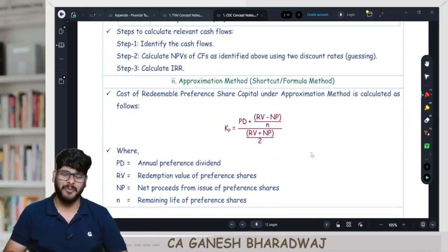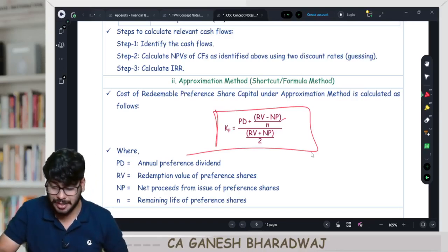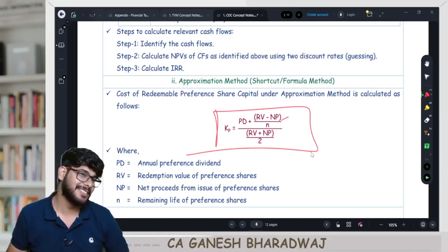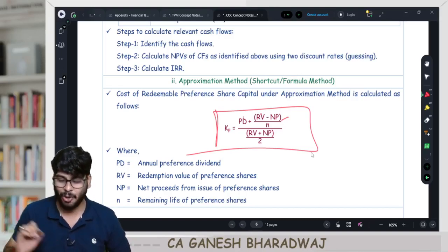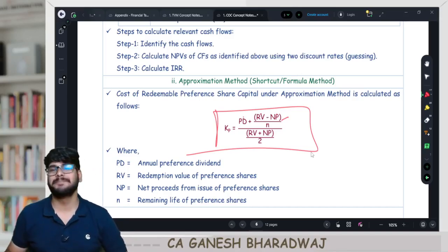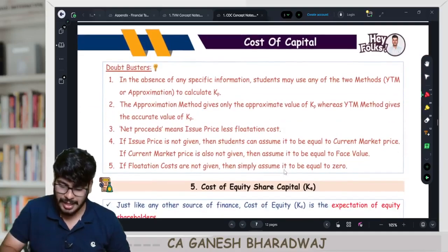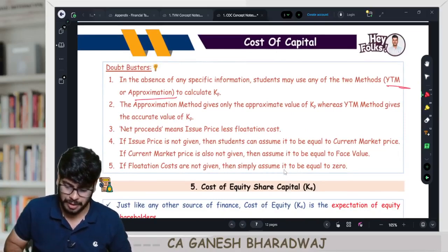Yeah, with this, very, very logical. Now here you don't have an alternative. Assuming this is tax deductible and all, that is not there here, because nothing is tax deductible. Here with this, guys. So here it is preference dividend plus RV minus NP by N, the whole divided by RV plus NP by 2. With that, KP itself is over. Right? And this is what I've given here in this particular area. In the absence of any specific information, use either YTM approach or approximation method. An approximation gives only an approximate value.